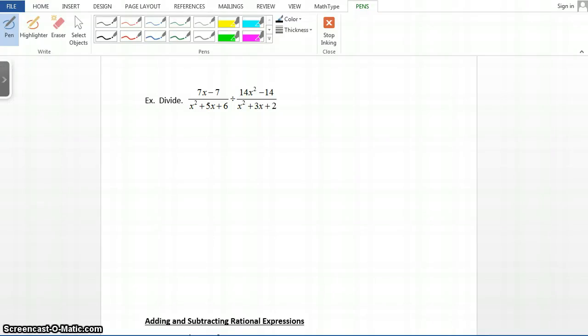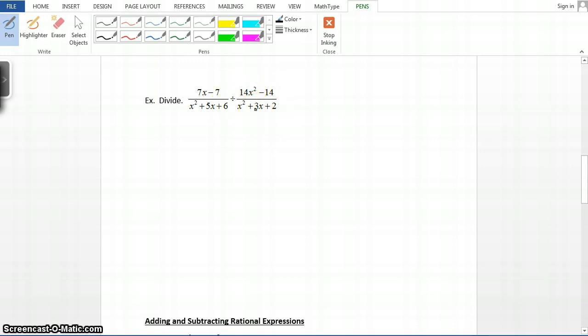Here's an example of dividing rational expressions. Dividing rational expressions is just like dividing fractions. The rule is to keep that first rational expression the same, change division to multiplication, and flip over this second one. You multiply by the reciprocal.